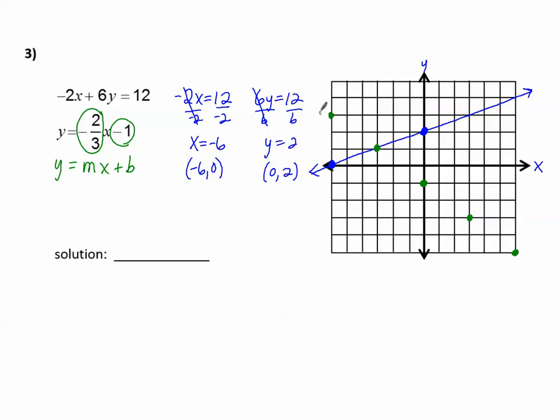And I'll get out my straight edge so I can draw a nice straight line. Do you see the intersection point? Here it is. That's at -3, positive 1. So the solution is -3, positive 1.